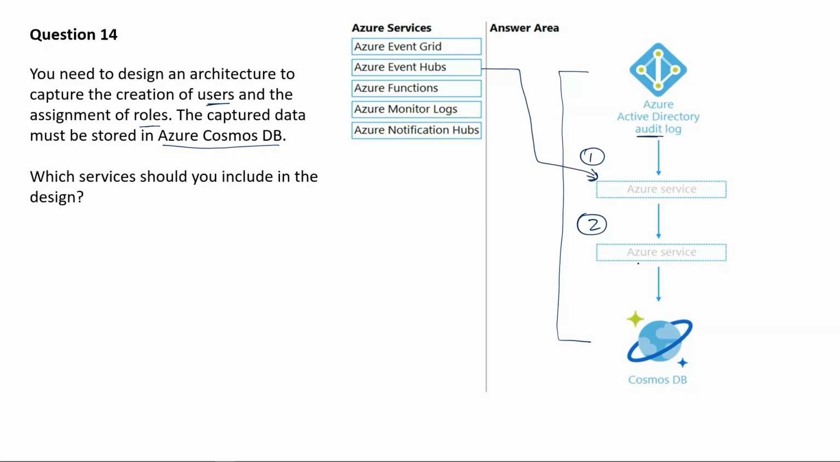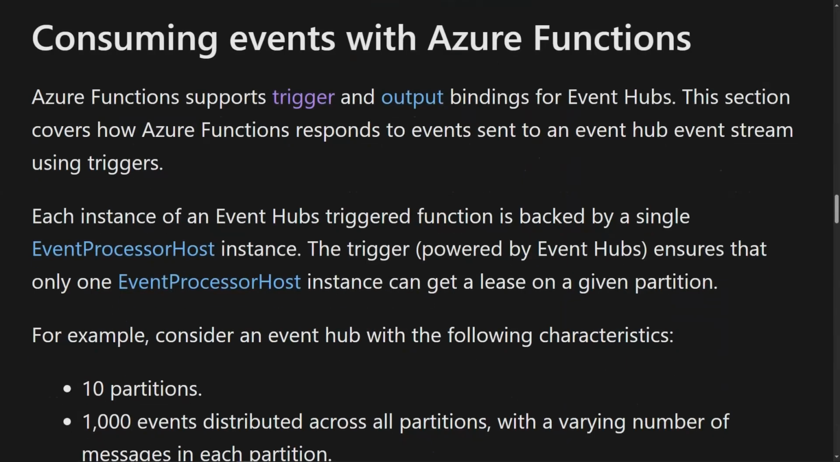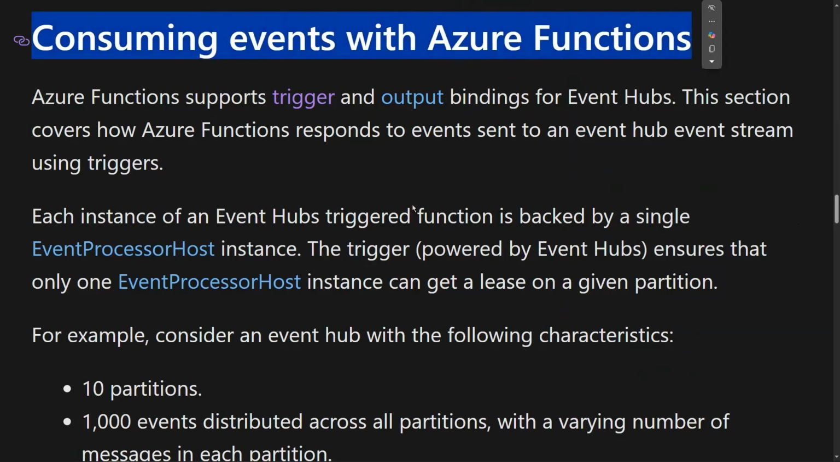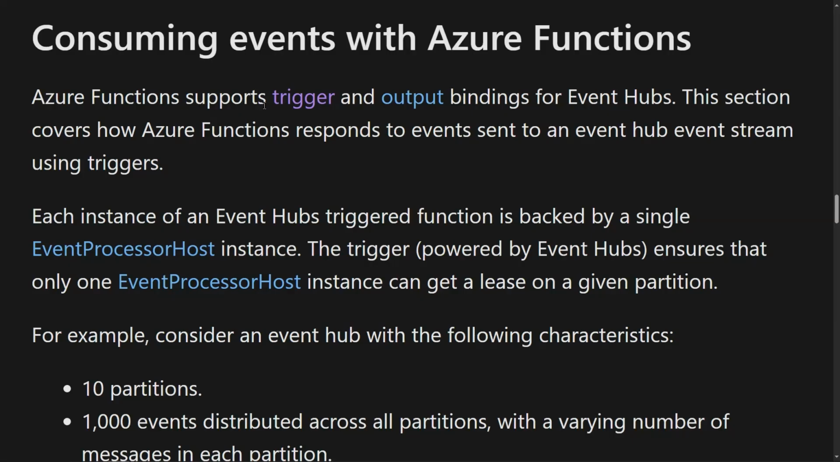Let's see what next service we can use to store into Cosmos DB. We are on Azure Functions page and we are on the article of consuming events with Azure Functions. Azure Functions support trigger and output bindings for EventHub. That means we can use the EventHub as a source which can trigger with the help of Azure Function. And Azure Function responds to events sent to an EventHub event stream using triggers.